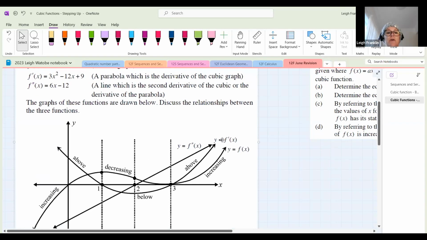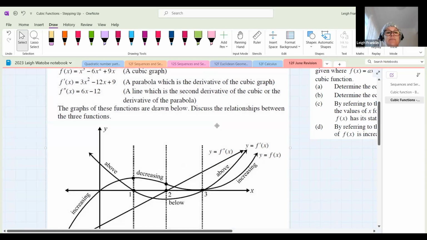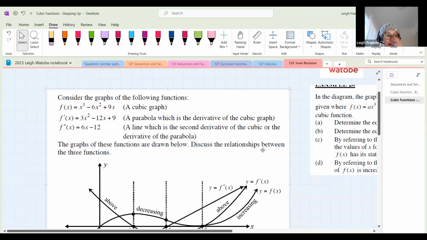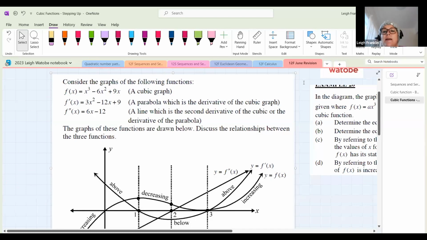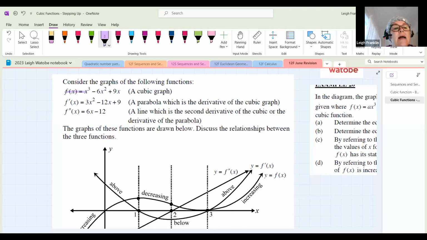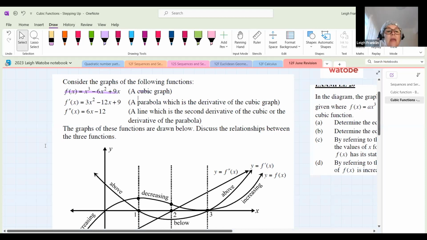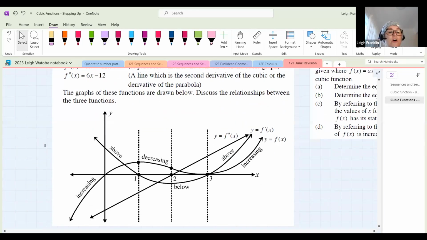The graph that we're going to be looking at is the graph of f of x equals x cubed minus 6x squared plus 9x. And that is our cubic function. So what I'm going to do is highlight this in purple. We know that it's a cubic. And that is this graph over here.